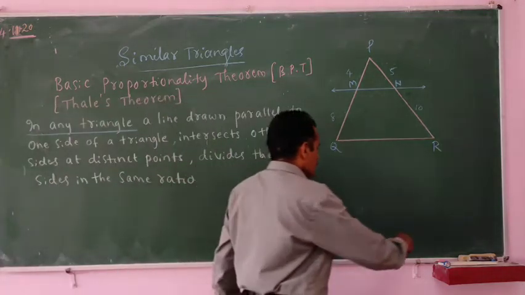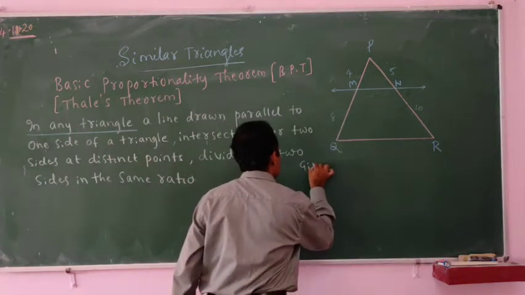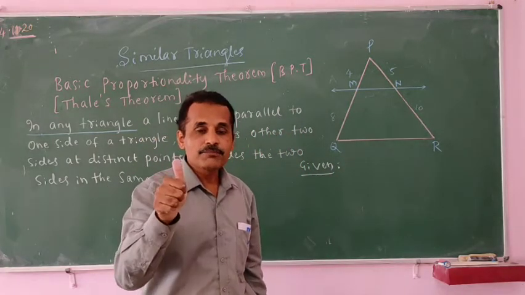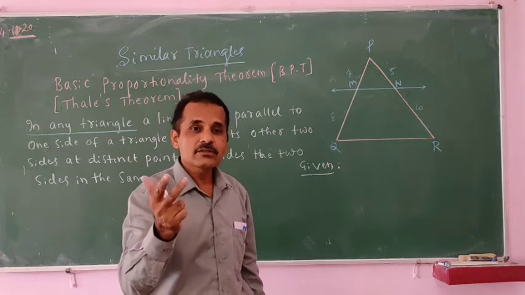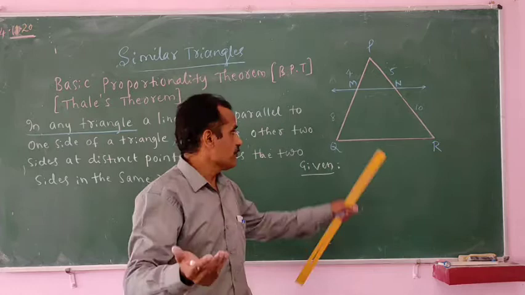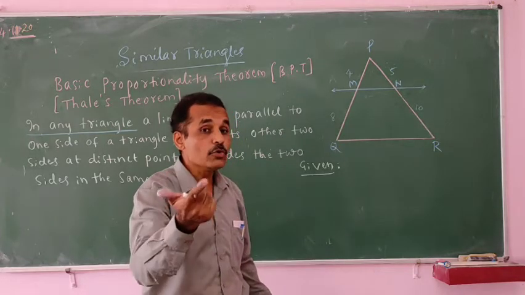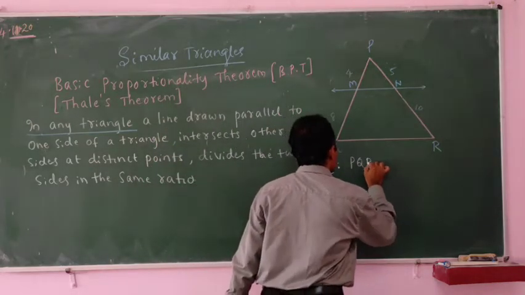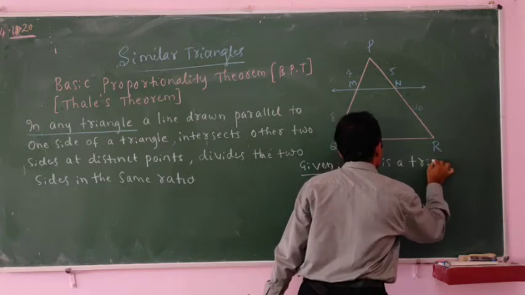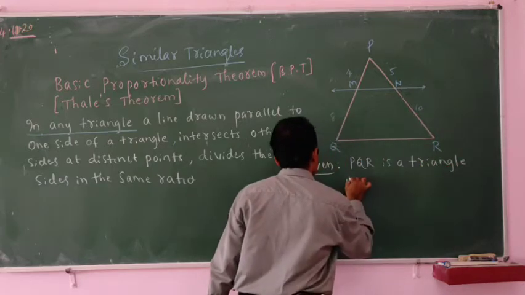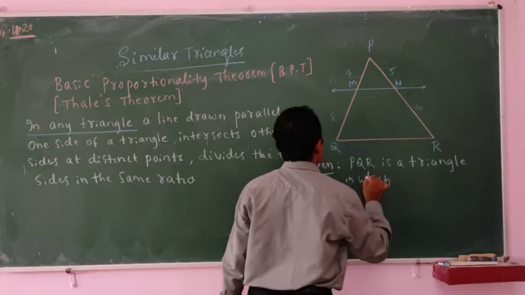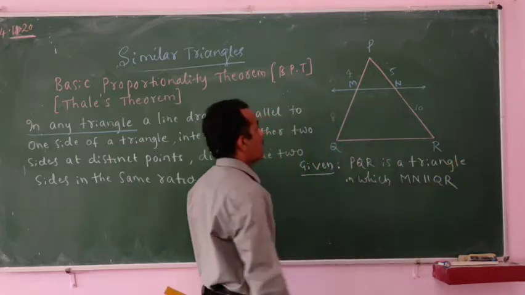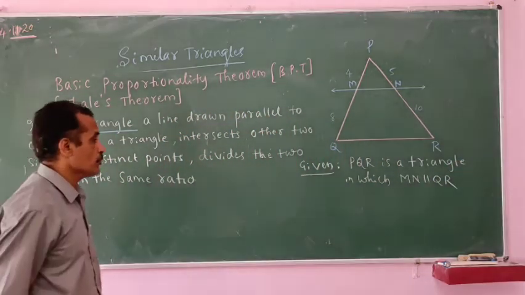Okay. Let me write what the given things are. To prove a theorem, what are the necessary things you learned in class 9? Given, to prove, construction and the proof. These are different. Figure, then you write the given, to prove, construction and the proof. Okay, what is given? PQR is a triangle in which MN is parallel to QR. This is given to you.